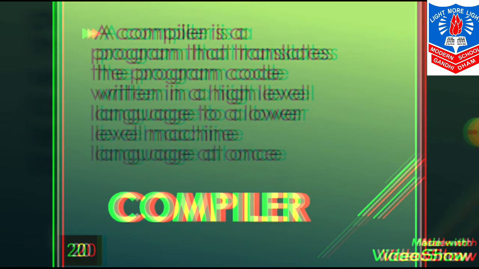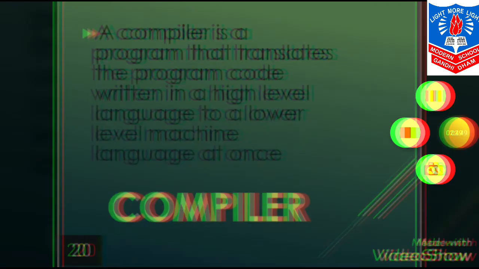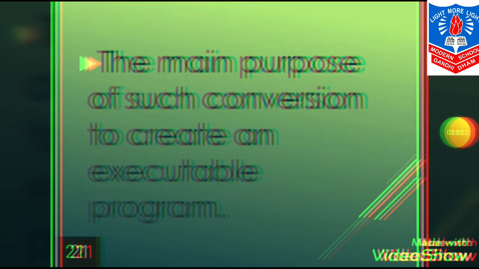But the thing is that in a compiler, the error is not found easily; the mistake does not get easily rectified or detected. The error, or where the mistake has been made, is not shown easily because it translates the language at once. The main purpose of such conversion is to create a stable program.